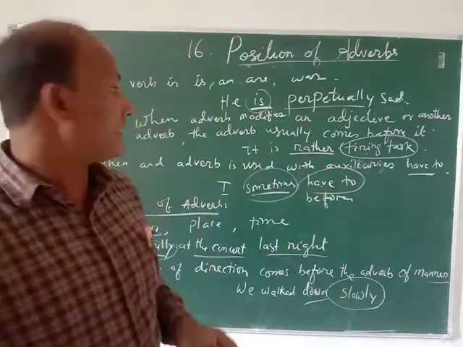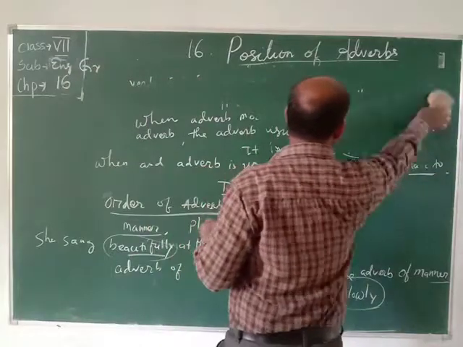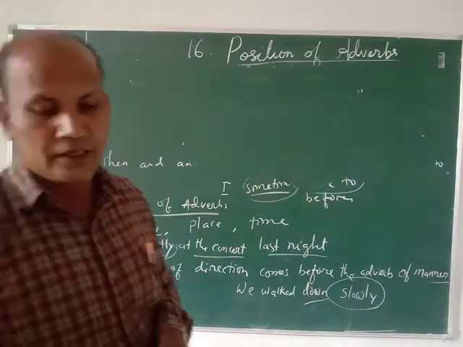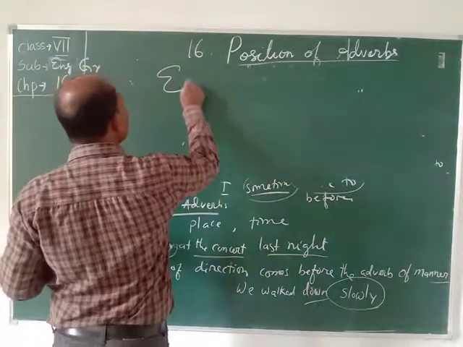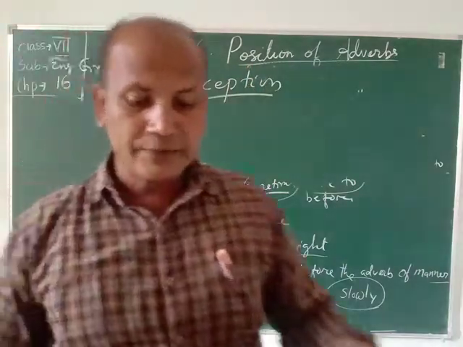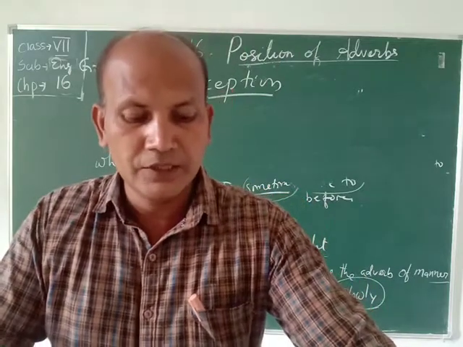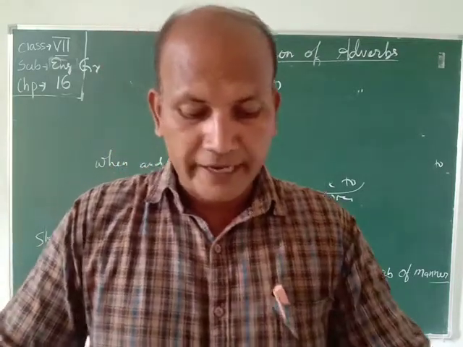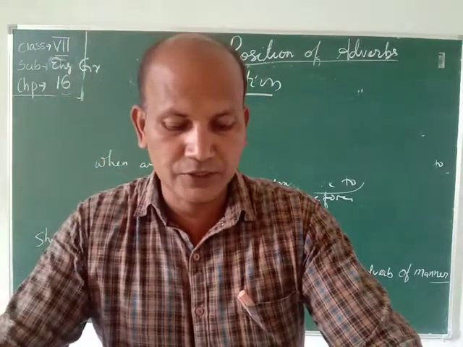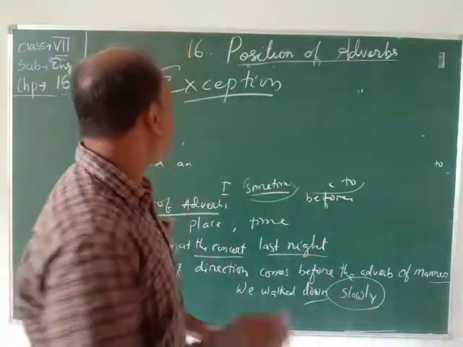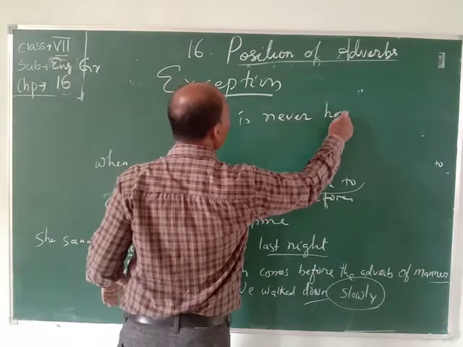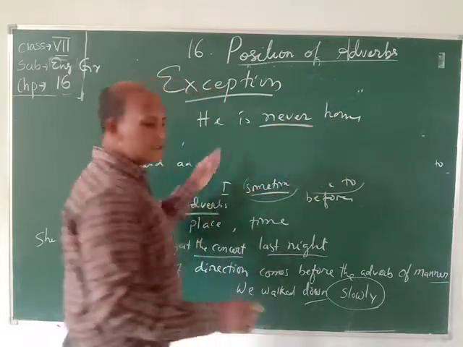We have to discuss some exceptions here. Exceptions mean out of the rules. We discuss what the exceptions are. Let's discuss the last point. When an adverb of frequency is used with the verb to be or any of its different forms, such as is, am, are, it is placed after the verb. Just like he is never home.